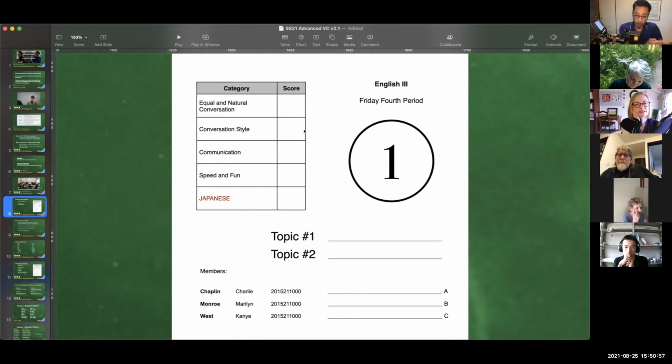Anyway, conversation style, okay? 3 words, okay? Smile, voice, eyes. You've got to smile when you speak. You've got to make sure that your voice enters my ears, okay? And then you've got to look at each other. You don't stare at each other, but you've got to be able to make the same kind of eye contact that at least you do in your native language.